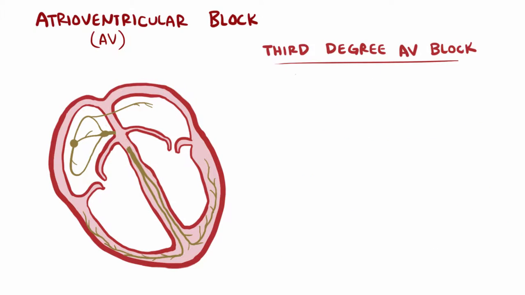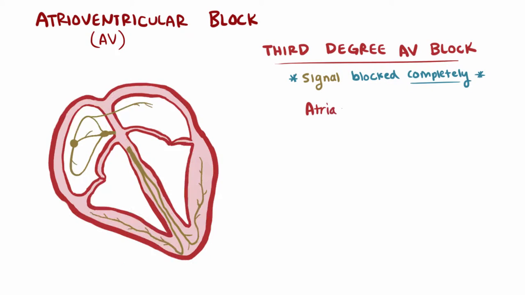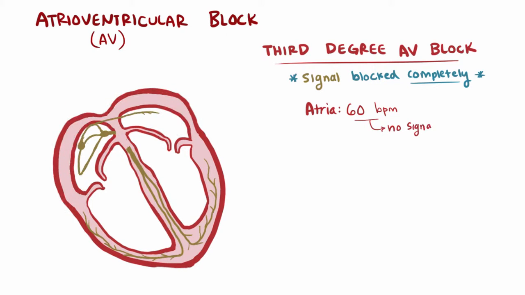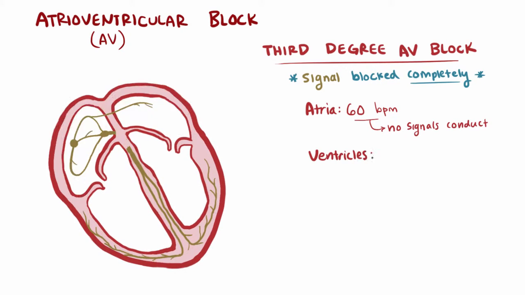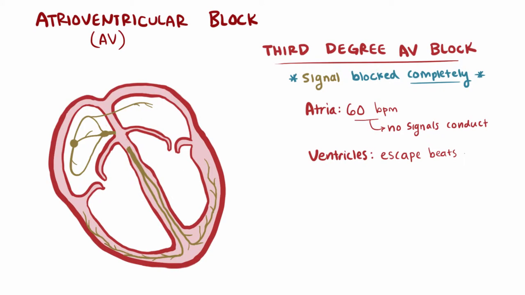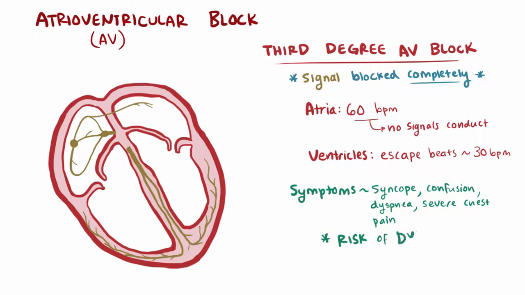Third degree, or complete heart block, describes when the signal is completely blocked when moving from the atria to the ventricles, every time. So in this case, even though the atria might be going along at 60 beats per minute, as if everything was normal, none of those signals make it down to the ventricles, and the ventricles struggle along with escape beats at very slow rates, probably closer to 30 beats per minute. Patients with complete heart block are usually symptomatic, with symptoms ranging from syncope, confusion, dyspnea, severe chest pain, and these patients are at risk of dying.